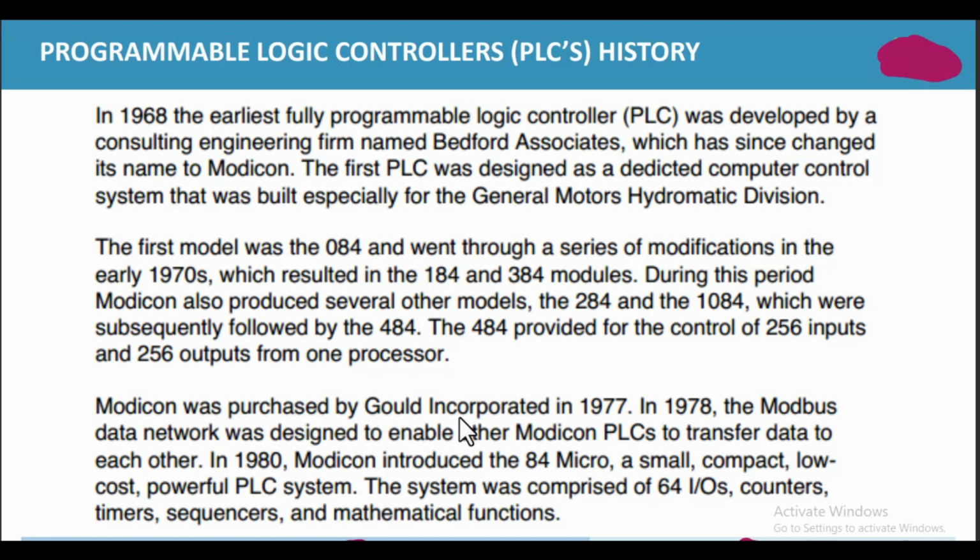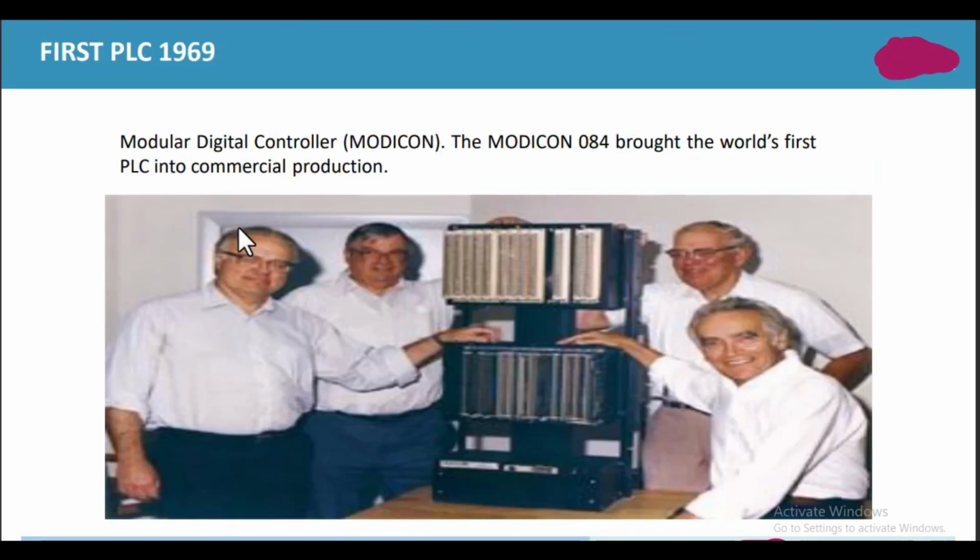Modicon was purchased by Gould Incorporated in 1977. In 1978, the Modbus data network was designed to enable Modicon PLCs to transfer data to each other. In the 1980s, Modicon introduced the 84 Micro, a small, compact, low-cost, powerful PLC system. The system comprised 64 I/Os, counters, timers, sequencers, and mathematical functions.